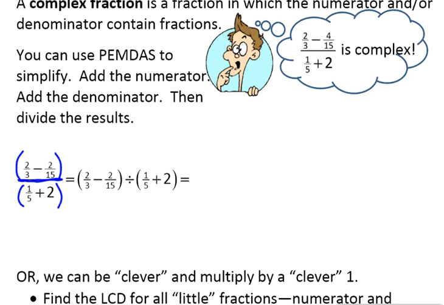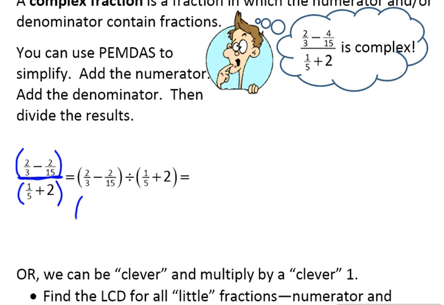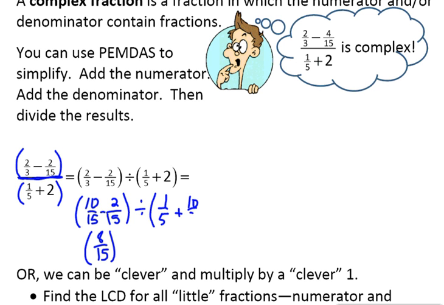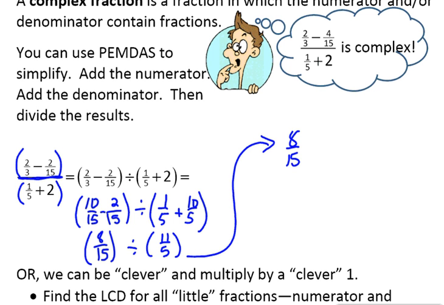So PEMDAS, I'm going to complete the parentheses, get a common denominator, so that's going to be 15ths. That's 3, that's 5, that's 10 15ths minus 2 15ths. So that's going to end up subtracting to be 8 15ths. Divided by the second one, it's fifths, so it's 1/5 plus 10 fifths, common denominator, and that's going to end up being 11 fifths. So I'm going to take my first fraction, 8 15ths, keep it the same, change to multiply, and flip the second one to 5 11ths.